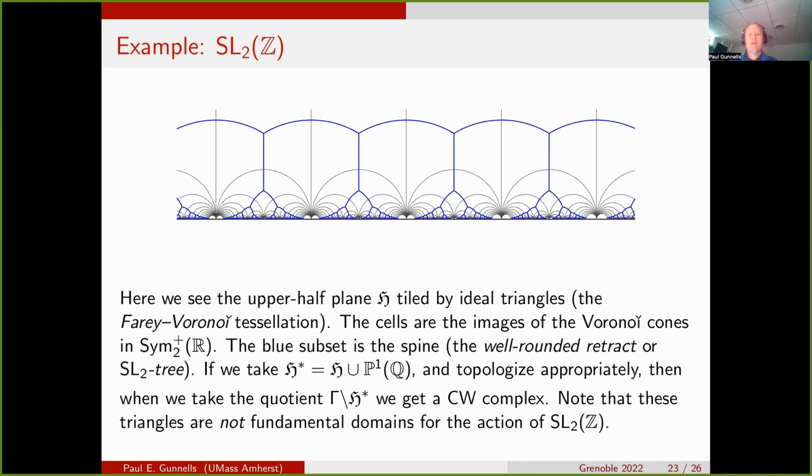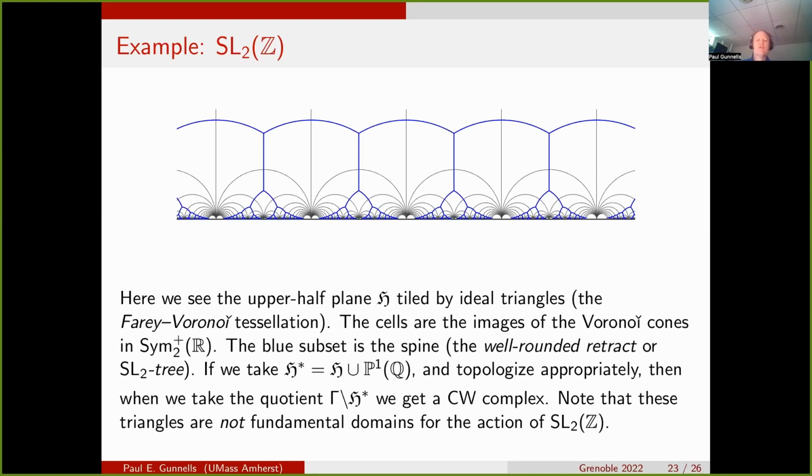The blue subset that I've drawn there is the deformation retract. So this is this famous SL2 tree. It's also known as the well-rounded retract. It generalizes to other settings. It's compact, and it's a deformation retract of H2, and the deformation retraction is SL2Z equivariant. And you can imagine how to do it. You just start taking those gray triangles and collapsing them down until you get to the blue thing, okay? So now the blue thing is compact mod gamma, and that is in fact exactly the graph that this thing deformation retracts onto.